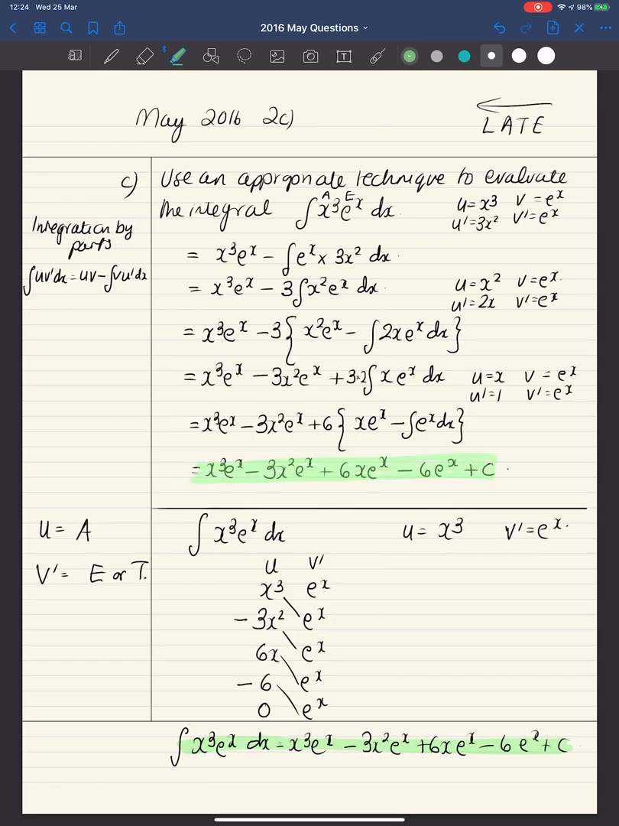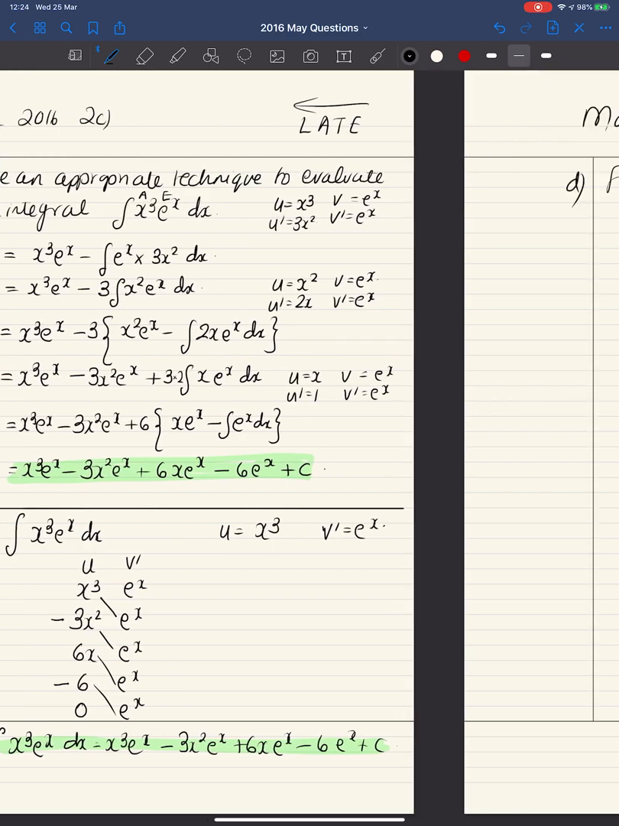With this one, because it was an x cubed and you have to run through this process quite a few times, it's quite good to have a shortcut. But yeah, if it was x squared, it wouldn't make much difference, I don't think.